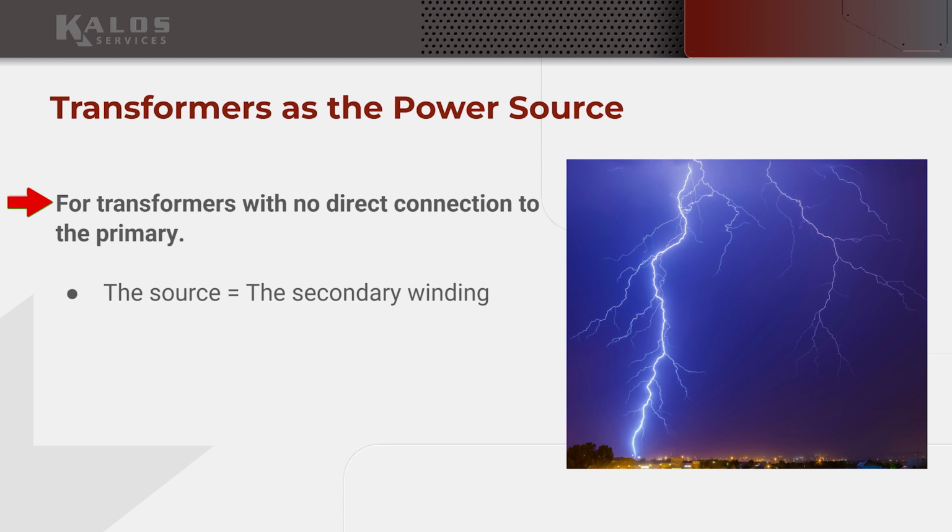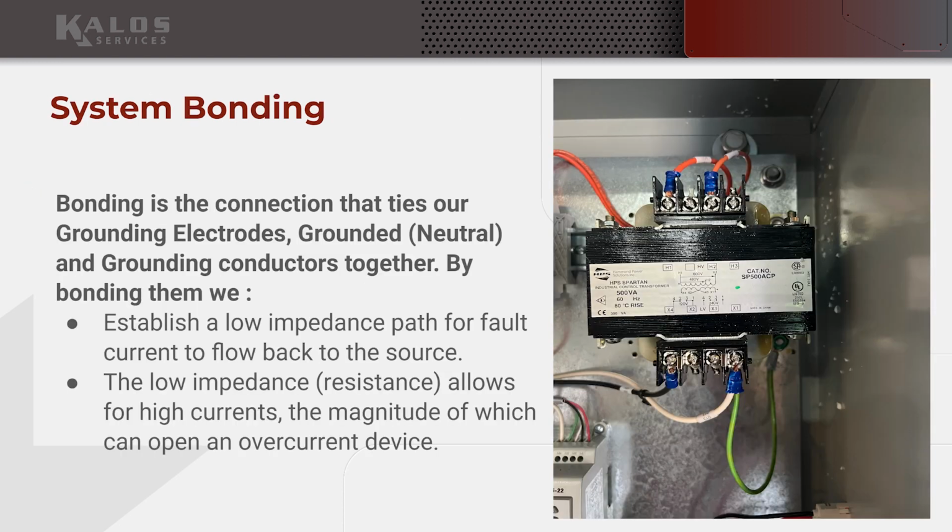Okay, so that brings us to system bonding. Bonding is the connection that ties our grounding electrodes, grounding neutral, and equipment grounding conductors together. By bonding them together, we establish a low impedance path for fault current to flow back to the source. Low impedance just means low resistance. Bonding just means to connect all these parts together.